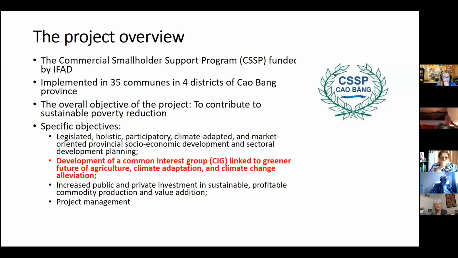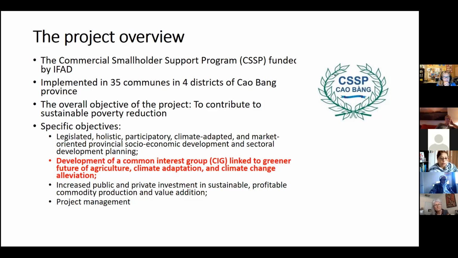The project focuses on 35 communes. As I mentioned, we have 190 communes in Cao Bang, but this project focuses on only 35 communes in 4 districts, with the overall objective of contributing to sustainable poverty reduction through 4 specific objectives.